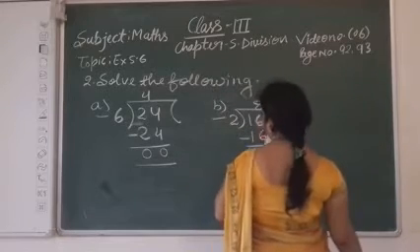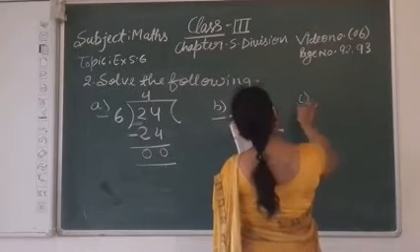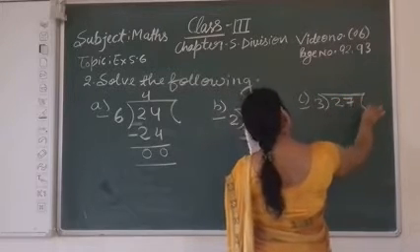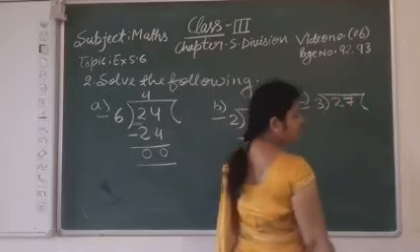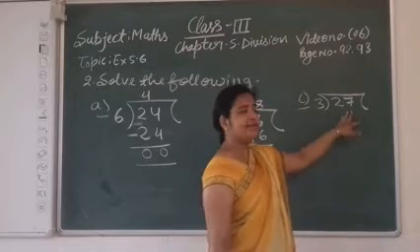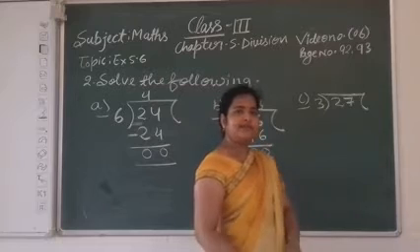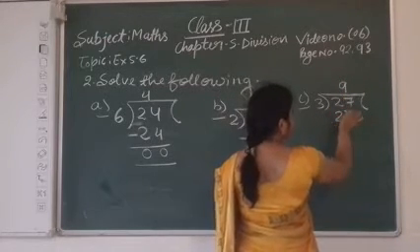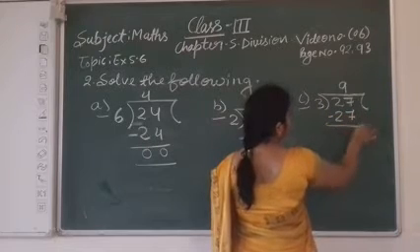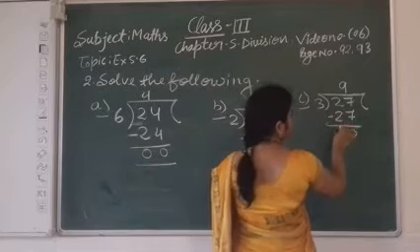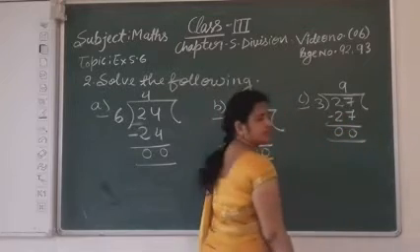Then C is 27 divided by 3. So again you will read the table of 3. How many times you get 27? 3 9s are 27. So you should write 9 as a quotient, 27 under dividend, and then subtract 7 minus 7 is 0, 2 minus 2 is 0.